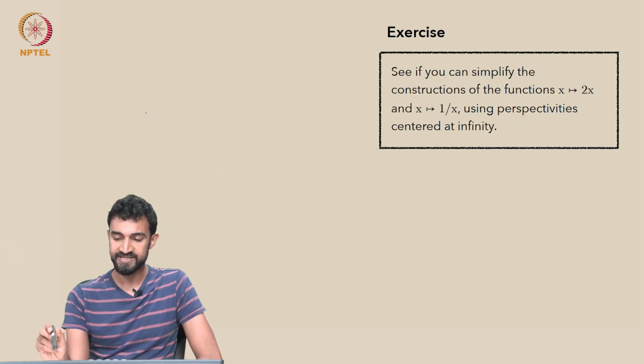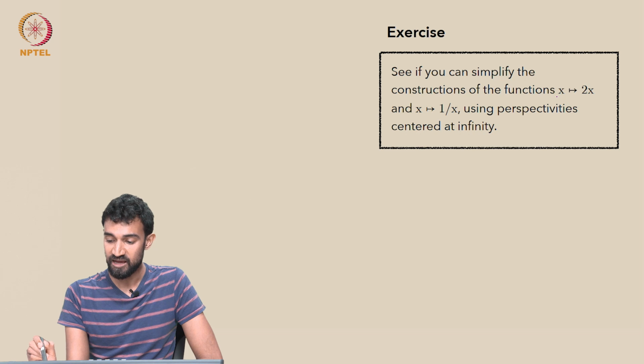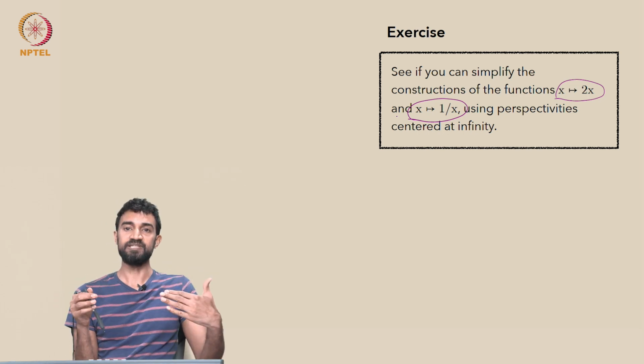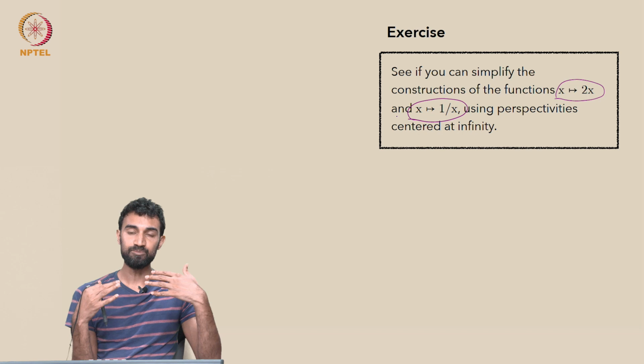So as an exercise, can you simplify the constructions of the function x goes to 2x and x goes to 1 over x using perspectivities centered at infinity? In other words, using parallel projection.